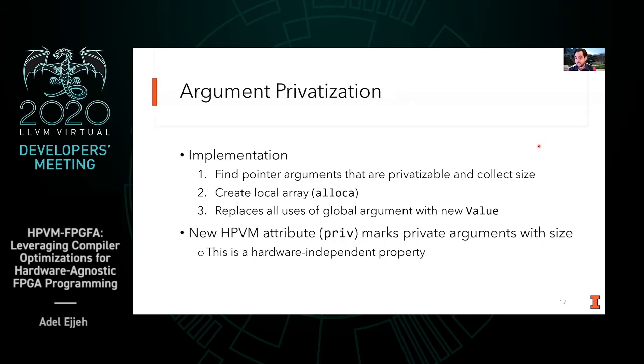Note that a copy loop is not necessary here because the private variable is assumed to be both produced and consumed within this function. Now, in order to mark these private arguments, we introduced a new HPVM attribute called priv, which also takes a size. Automatically determining which arguments are private can be a difficult problem requiring interprocedural analysis, pointer analysis, and array section analysis, and this has been shown in previous work. Privatizable arguments are a hardware-independent property, so this addition does not make this optimization more hardware-dependent.